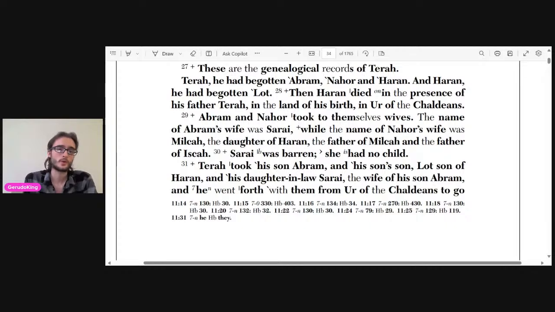The name of Abram's wife was Sarai, while the name of Nahor's wife was Milcah, the daughter of Haran, the father of Milcah and the father of Iscah. Sarai was barren; she had no child.